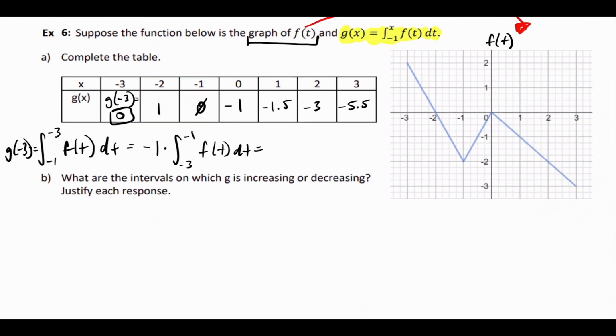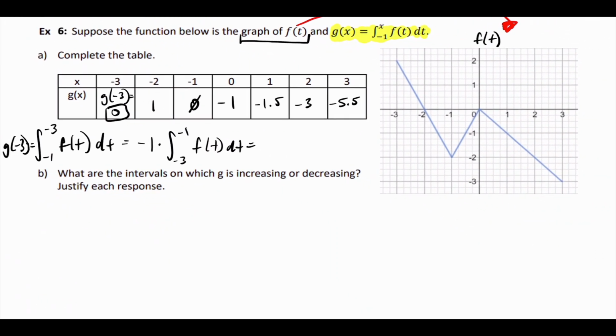Okay, so now, here we go. This is what I was talking about yesterday. Now we have to figure out, so these questions you've seen before last semester. If I said that exact question, what are the intervals on which G is increasing or decreasing, justify? You've seen that question. You saw it last semester.